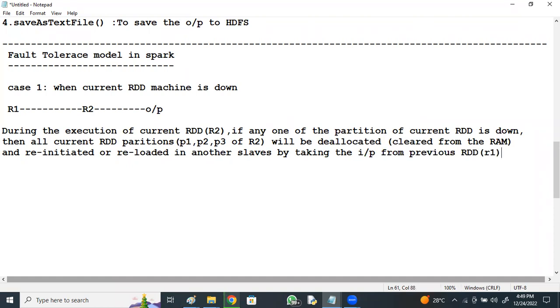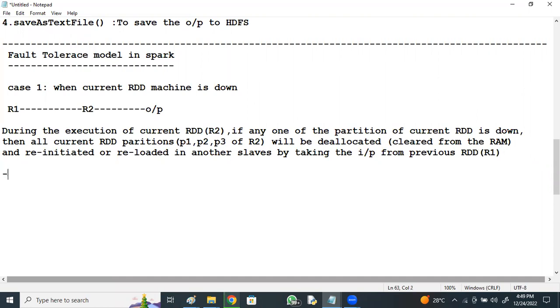Understood what I mean? So still R1 is not removed, right? So what happens in R2, the partitions, everything, it will clear, and again it will take the output of R1 and it will be reinitiated, reloaded into other slaves by taking the input from the previous RDD.